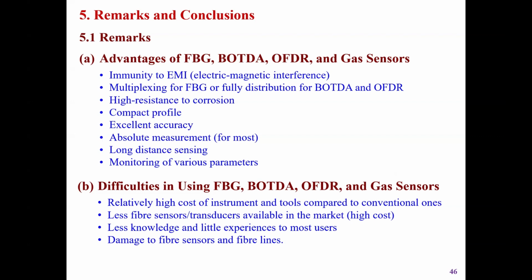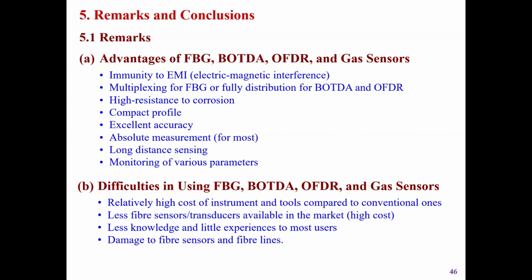High resistance, because the core material is silica, no metal inside. Another one, compact profile, very compact in size and good accuracy. And absolute measurement. What I mean by absolute measurement is this: most optical fiber sensors are based on spectral analysis, and their signals are very stable. That is different from the electrical resistance strain gauge, which is based on voltage change.